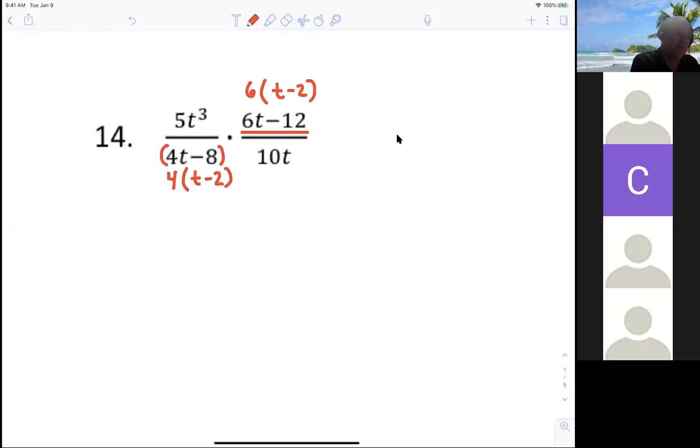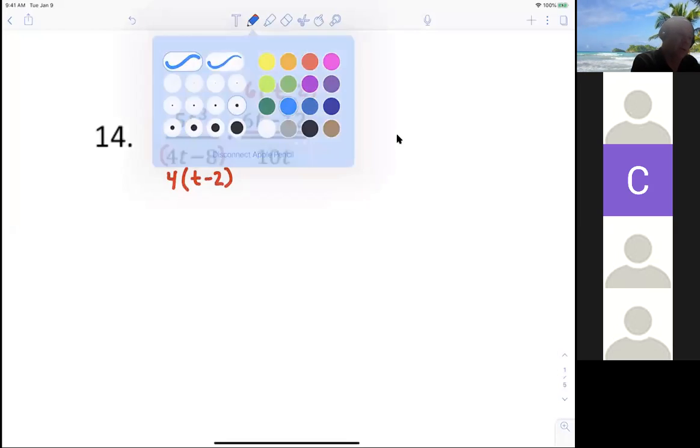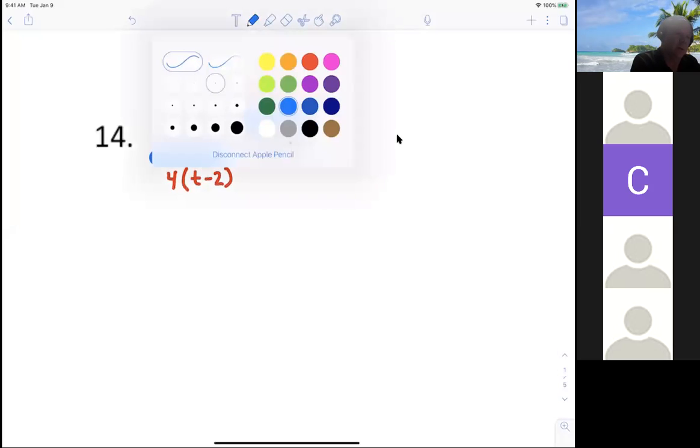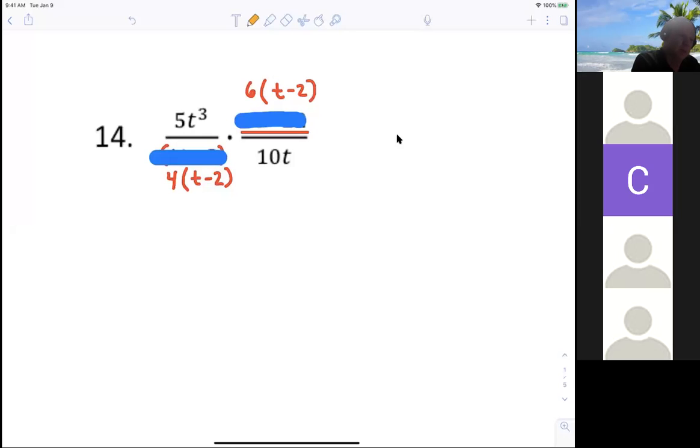All right, now again, for me, it's not necessary, but I just want to show you. When you factor, sometimes those interfere, so I like to kind of cross them out so my eyes don't get distracted. So now, t minus 2 can cancel. Now 5 goes into 5 once, 5 goes into 10 twice. 2 goes into 4 twice, 2 goes into 6 3 times.